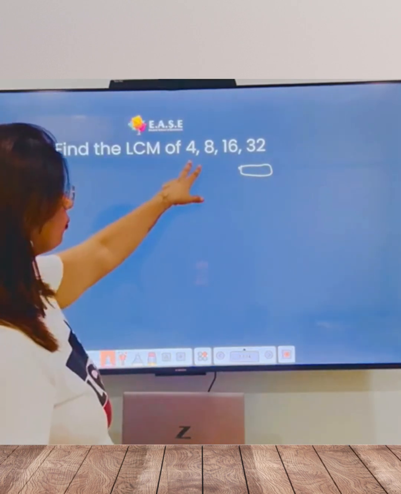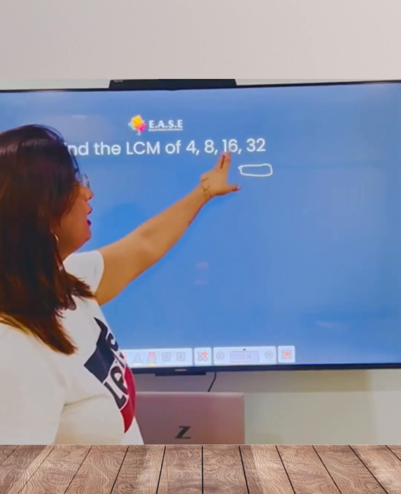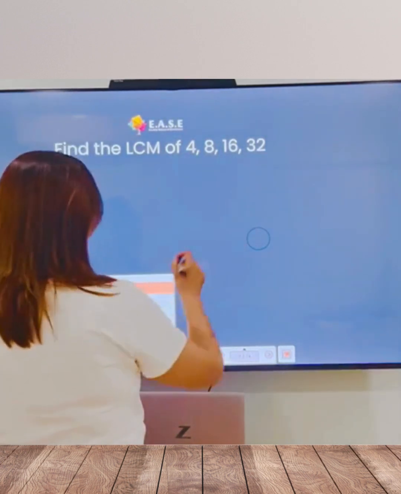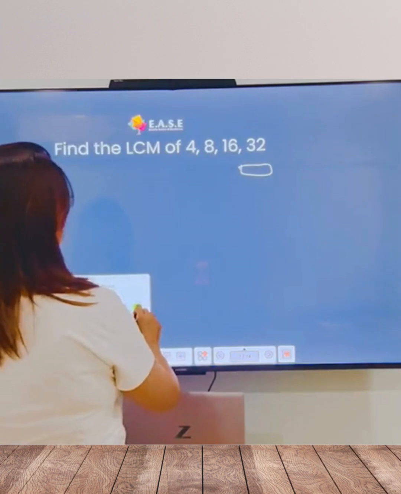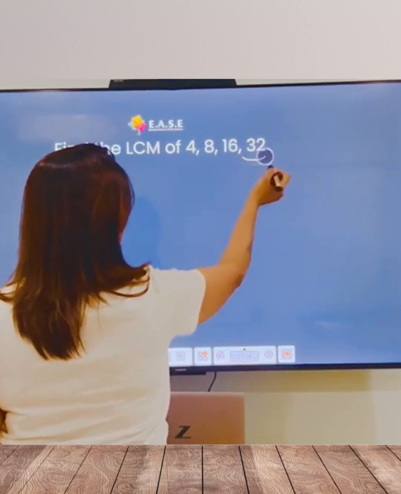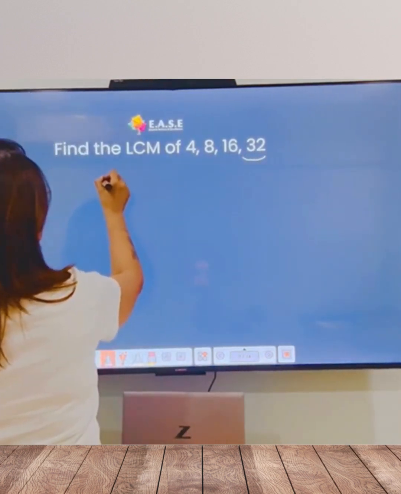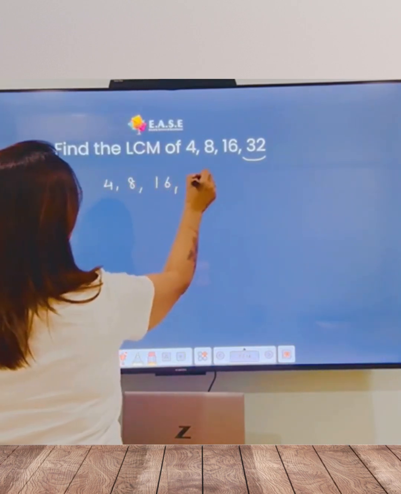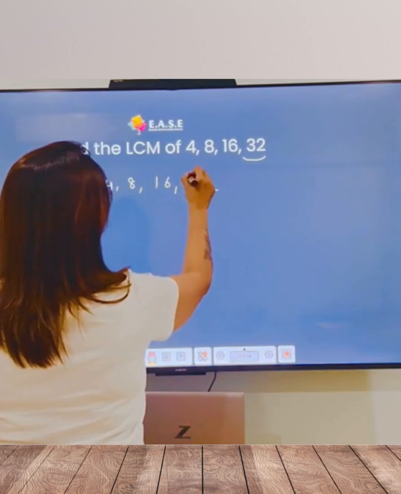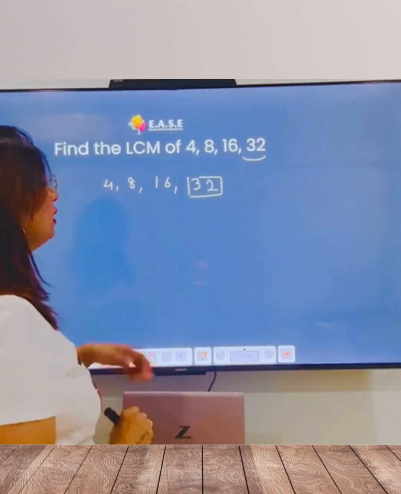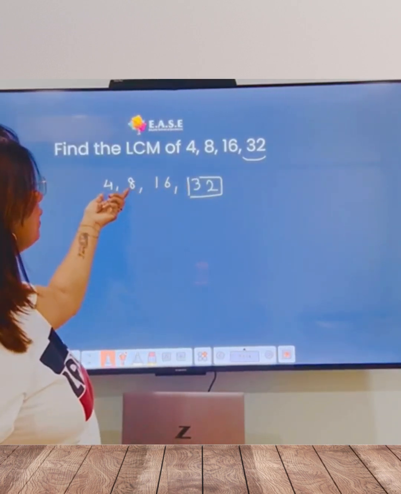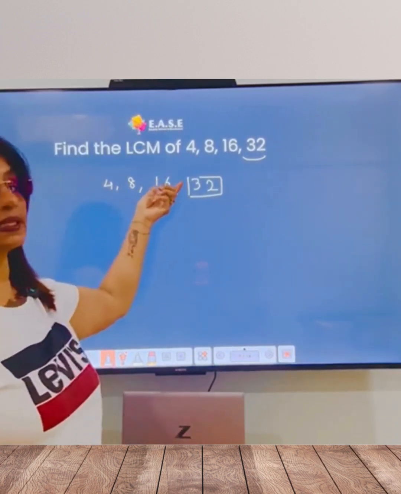So, we have been given 4, 8, 16 and 32. Here we pick up the highest digit. Correct? So the highest digit is 32. Between 4, 8, 16 and 32, 32 is the highest. So check the greatest digit, whether it is divisible or if it comes in the table of 4, 8 and 16.